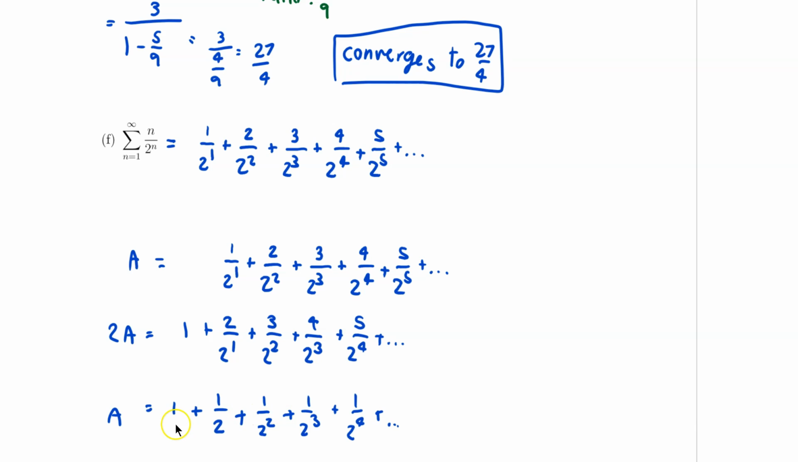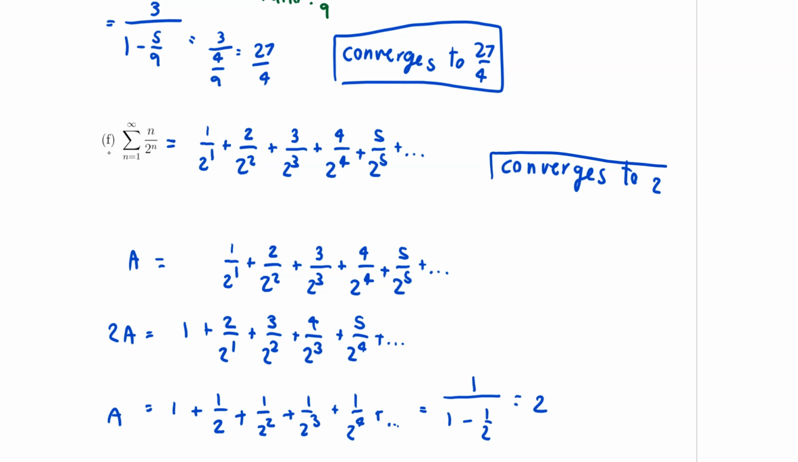Notice how my right hand side is already a geometric series where the first term is 1 and the ratio is 1/2. So this whole sum is going to equal the first term, 1, over 1 minus the ratio, which is 1/2, and this is going to equal 2. So that means a is just going to equal 2. Now I can conclude that this series converges to 2. So here's my answer for part F.